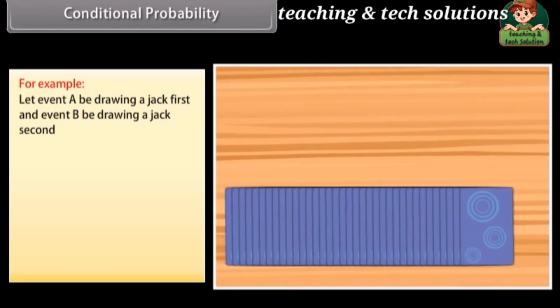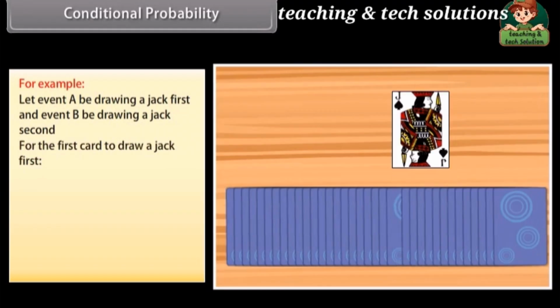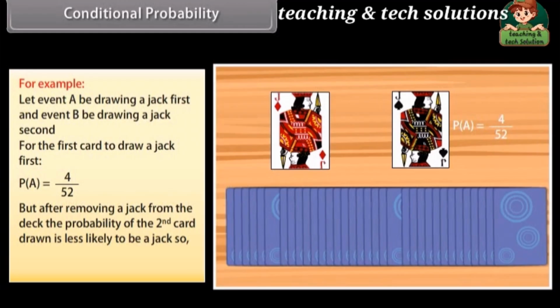For example, let event A be drawing a jack first and event B be drawing a jack second. For the first card to draw a jack first, probability of event A is equal to 4 by 52. But after removing a jack from the deck, the probability of the second card drawn is less likely to be a jack. So, conditional probability of event B when event A is given is equal to 3 by 51.